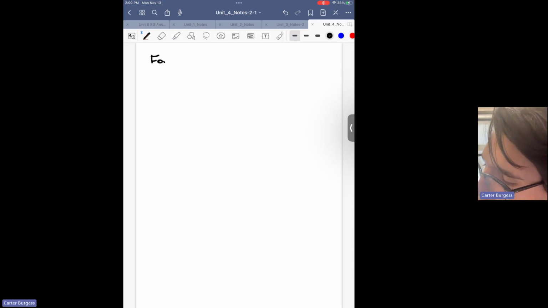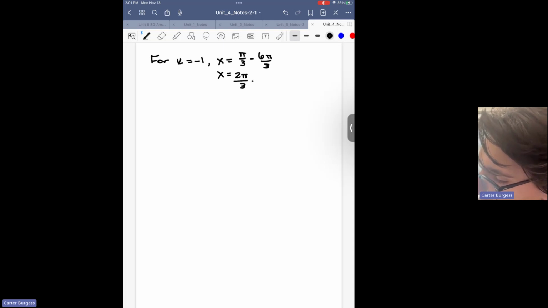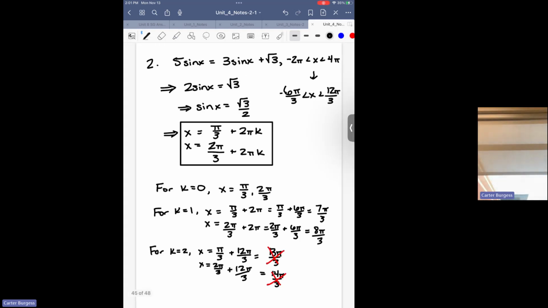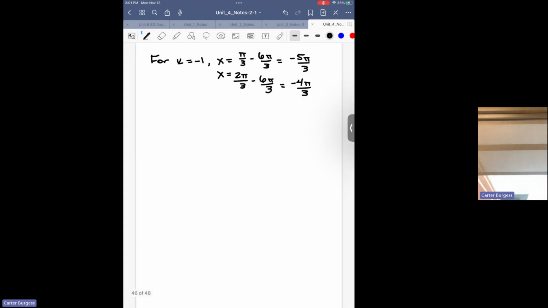When k is equal to -1, our nodes here, pi over 3 minus 6 pi over 3, and 2 pi over 3 minus 6 pi over 3, I get that these are -5 pi over 3 and -4 pi over 3. -5 and -4, is that between -6 and 12? Absolutely, yes, it is. So we would want to keep these two solutions as well.